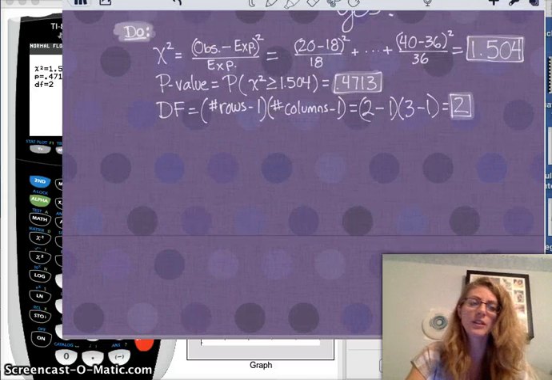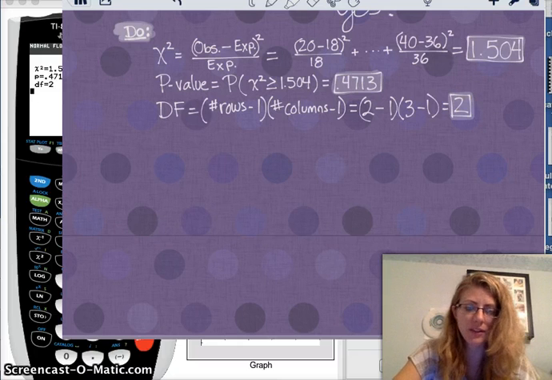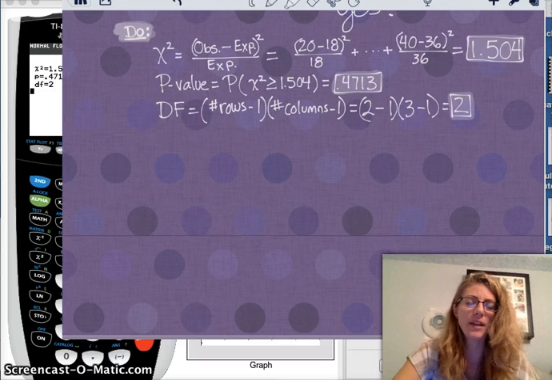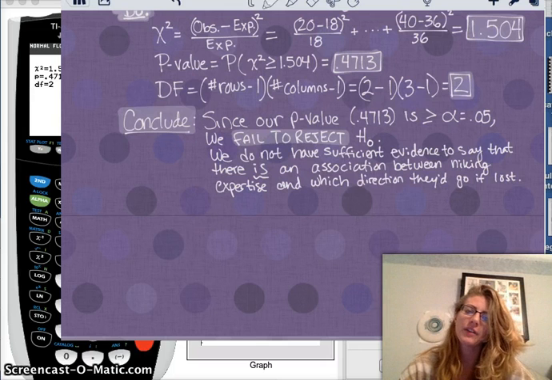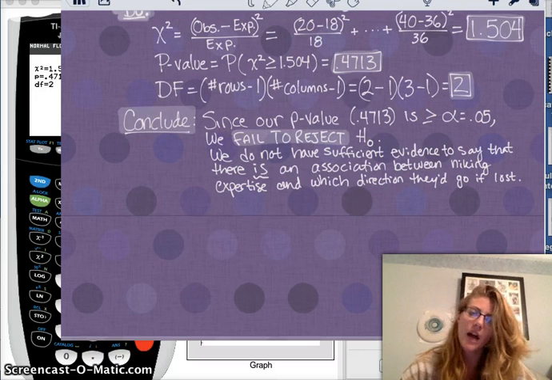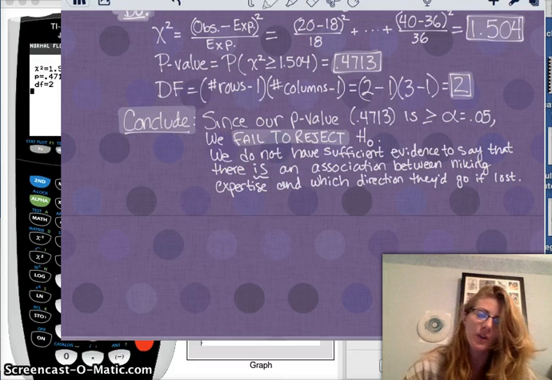And then I just need to conclude in context. And since my p-value is greater than my alpha level, I'm going to fail to reject the null hypothesis and say that I don't have enough evidence. I do not have enough evidence to say that there's an association between those two variables. All right, since our p-value is greater than alpha, we fail to reject the null hypothesis. We do not have sufficient evidence to say that there is an association between hiking expertise and which direction they'd go if lost.